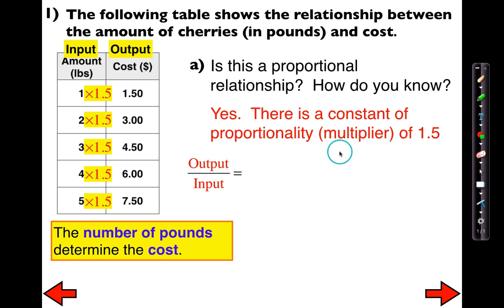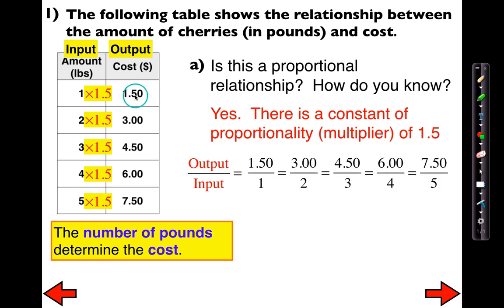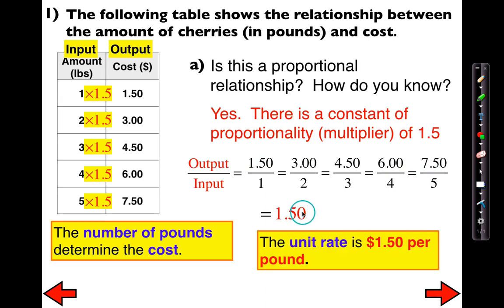So here, in order to figure out the constant of proportionality, aka the multiplier, what we want to do is set it up as output over input. So here, we could set it up as $1.50 over 1, $3 over 2, like we did here, $4.50 over 3, like we did here, $6 over 4, which is right here, and $7.50 over 5, which is here. You're going to find that all of these will reduce to $1.50. So that represents the unit rate. It means that it costs $1.50 per pound.